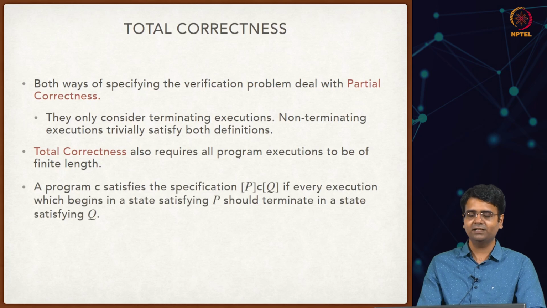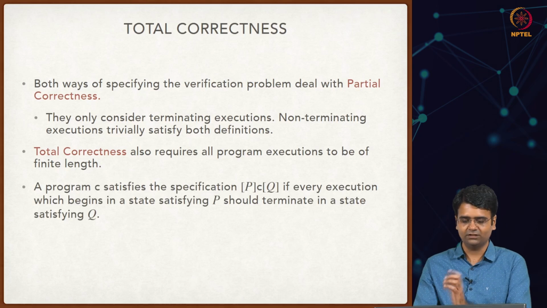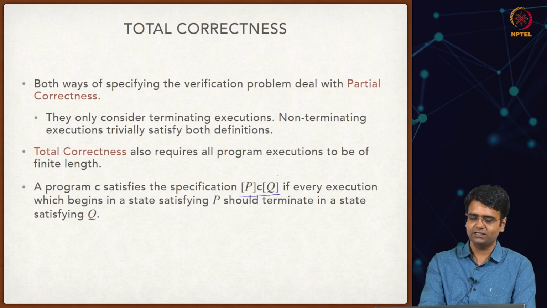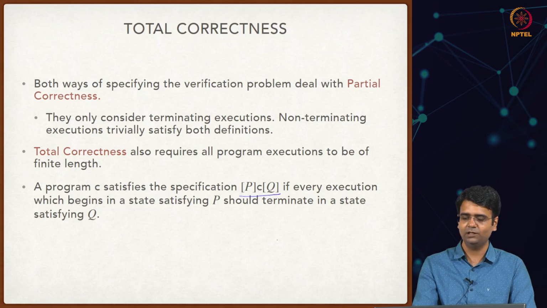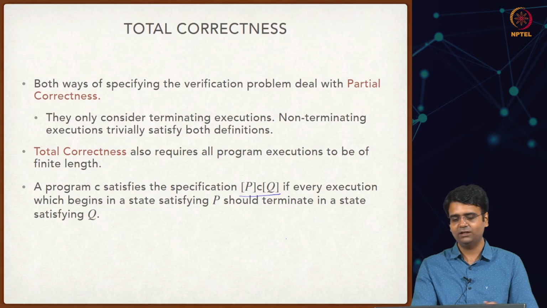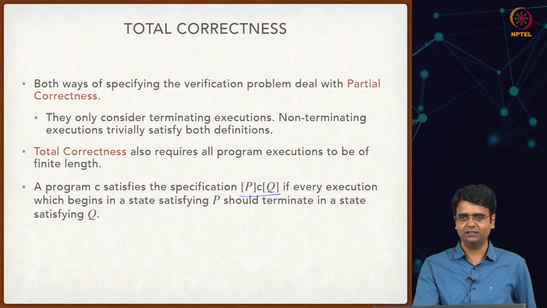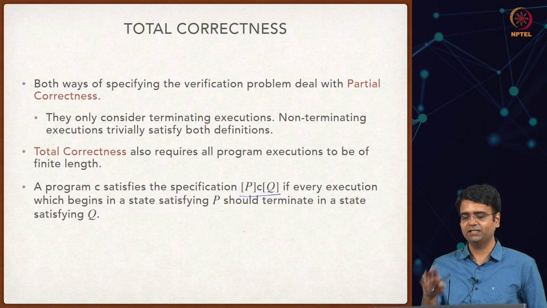So for total correctness, we will use a slightly different notation. Instead of using curly brackets, we use square brackets. So we say that this program C satisfies the specification PCQ, where I am using square brackets instead of the curly brackets, if again every execution which begins in a state satisfying P should terminate in a state satisfying Q.